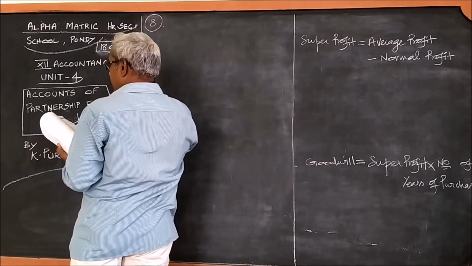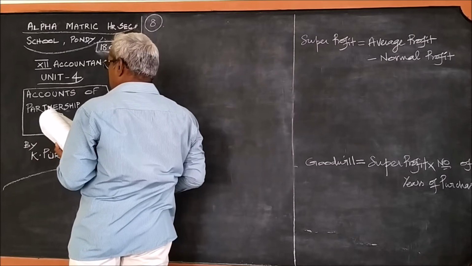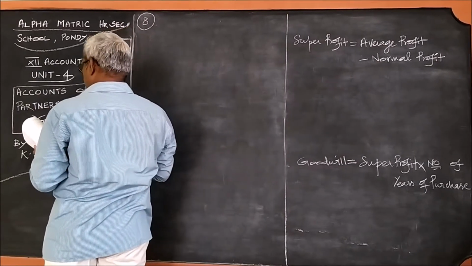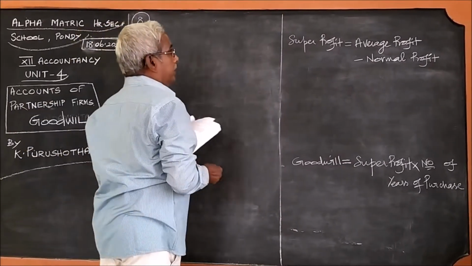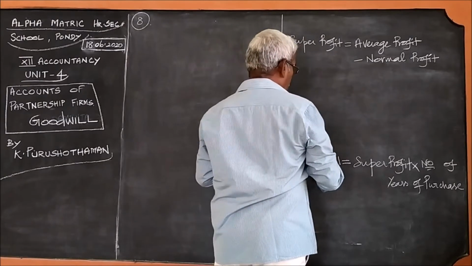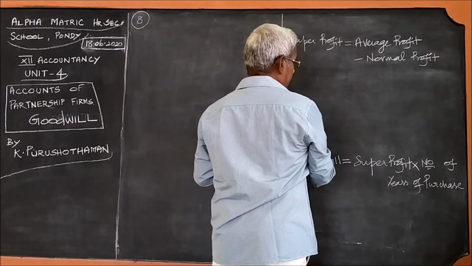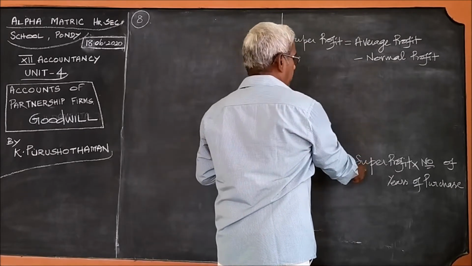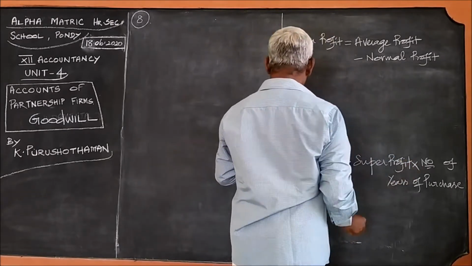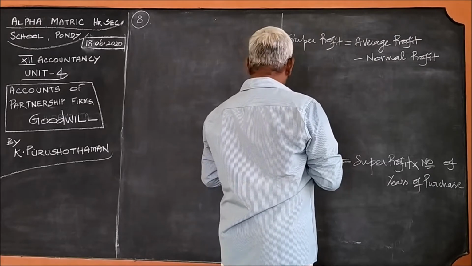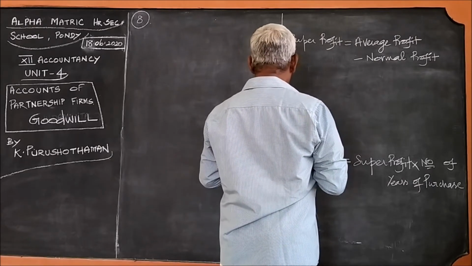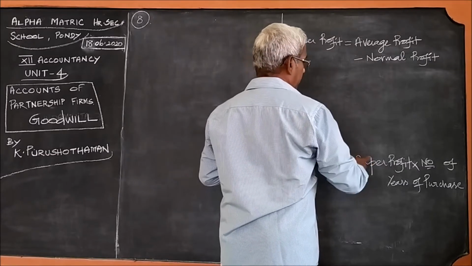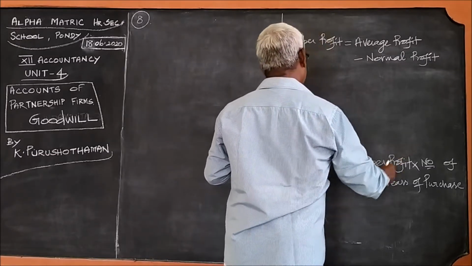Problem number 8 under purchase of super profit method. As I said, the goodwill can be calculated using the formula under super profit method: super profit into number of years of purchase. It is given: calculate the value of goodwill on the basis of 2 years purchase of super profit. Therefore, 2 years it is given.